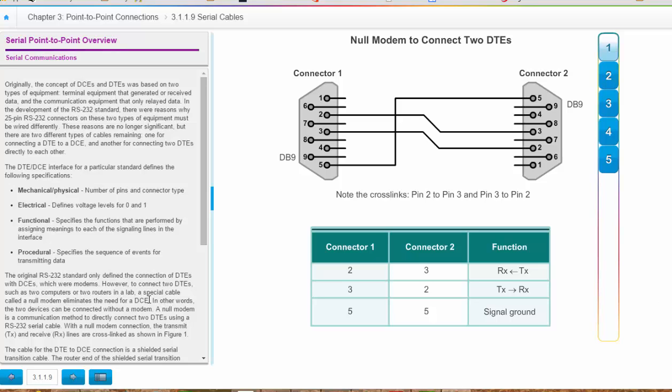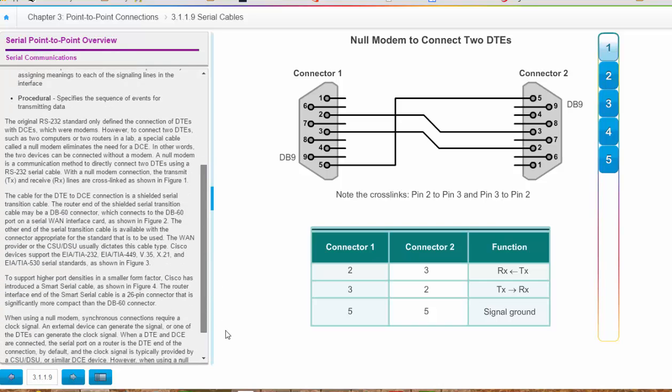We have our different types of cabling. We have our different types of modem. The DTE and DCE interface for a particular standard defines the following specifications: the mechanical and physical, that's the number of pins and connector type. We have electrical, that defines voltage levels as either 0 or 1. We have the functional, that specifies the functions that are performed by assigning meaning to each of the signaling lines in the interface. We have procedural, that specifies the sequence of events for transmitting data.